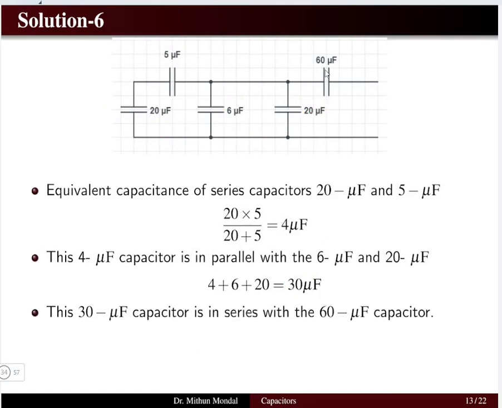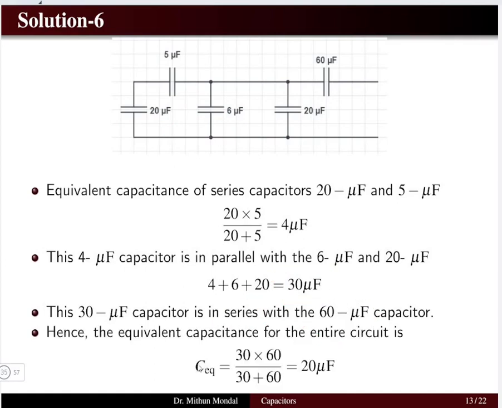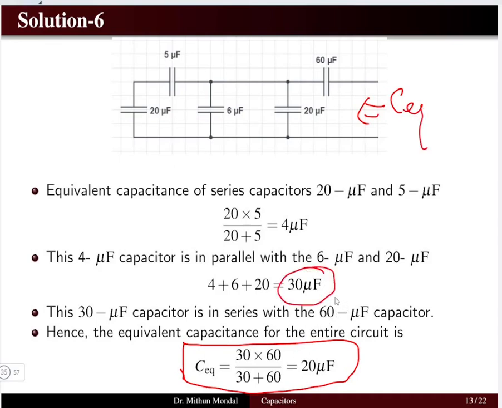Now finally we can say that the 30 microfarad capacitor is in series with the 60 microfarad capacitor. So the net equivalent capacitance of this entire network seen from the terminal end is the series combination of 30 microfarad with 60 microfarad. So 30 into 60 divided by 30 plus 60. So 20 microfarad is the net equivalent capacitance for the entire circuit.